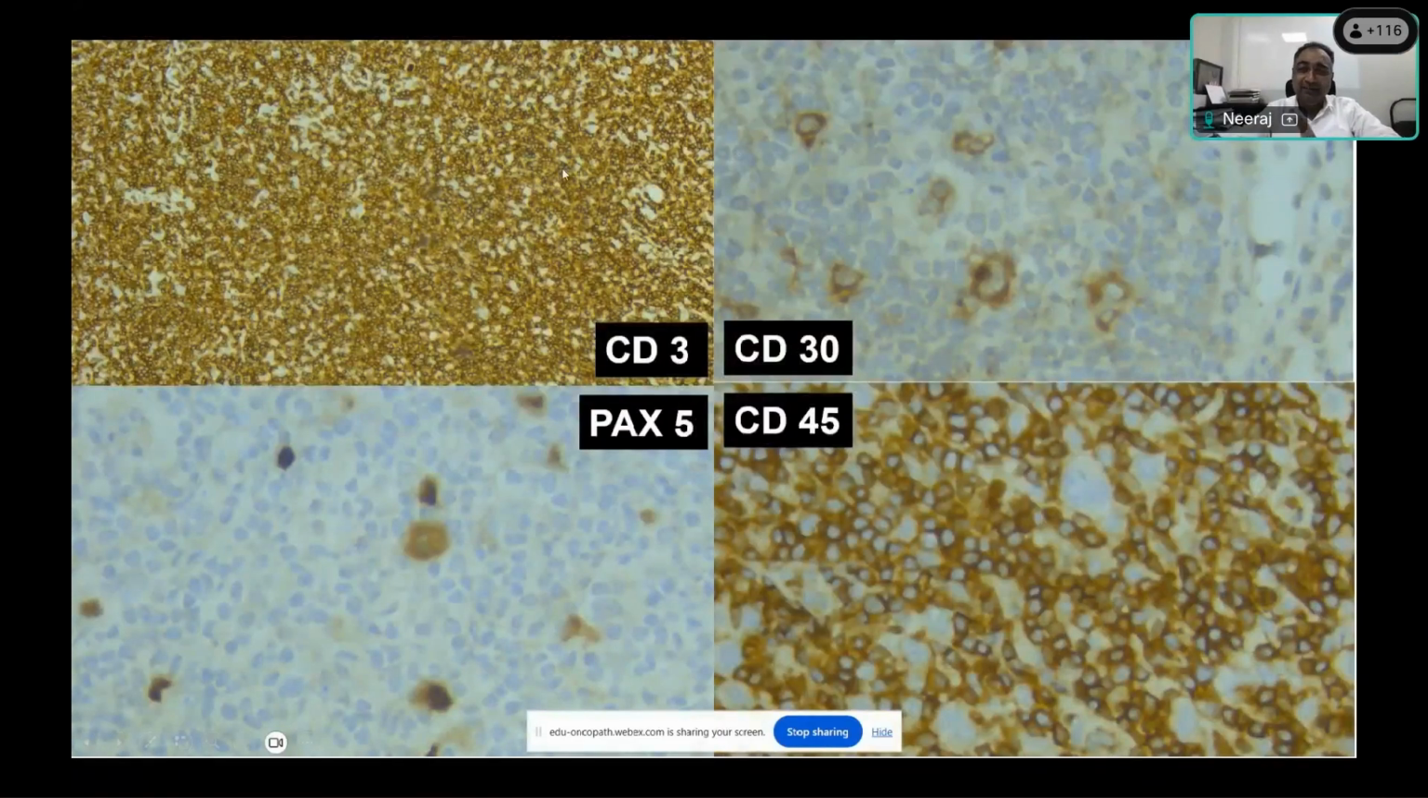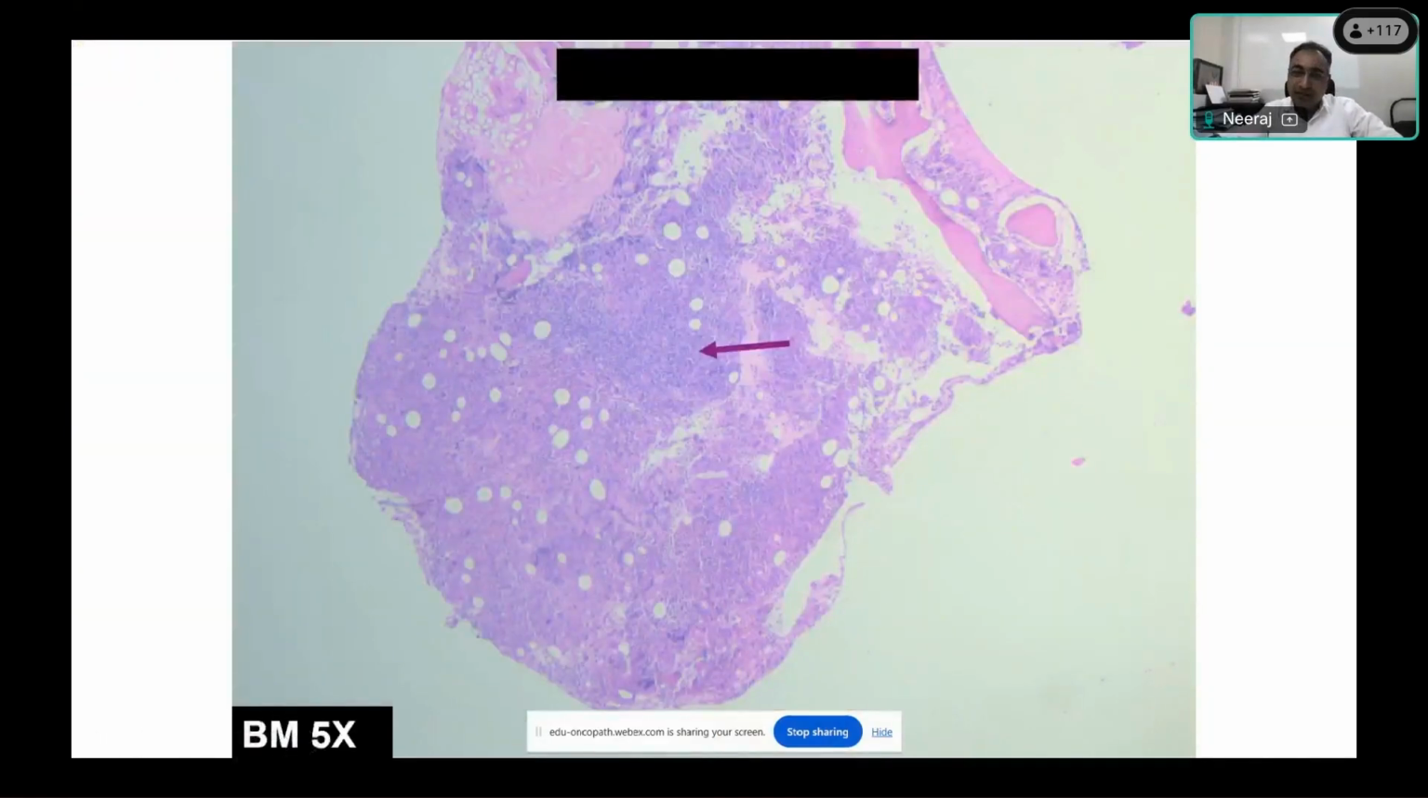So these are some of the slides I needed to show. This is CD3. You can see CD30 positivity and CD45 is negative. You are able to make out here, CD45. With this immunophenotype, you know that this is a classical Hodgkin lymphoma, and parallelly the staging bone marrow biopsy was done. Are you able to hear me now? Yes, clearly.